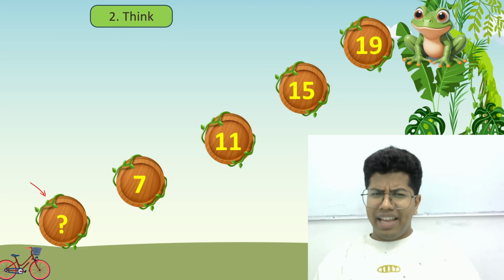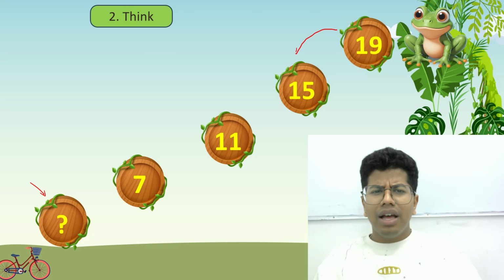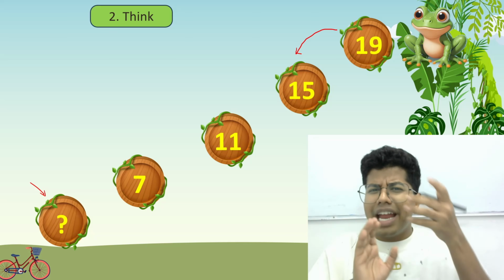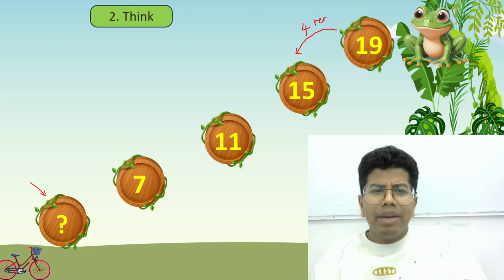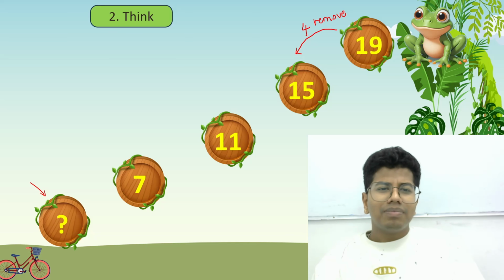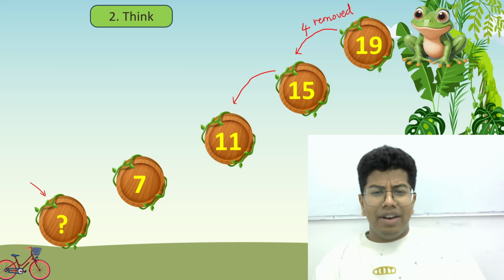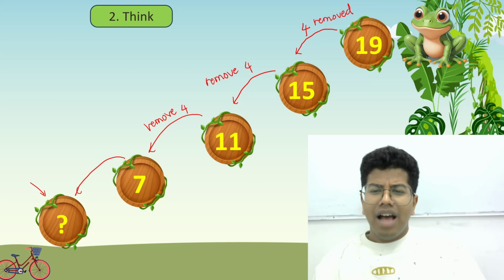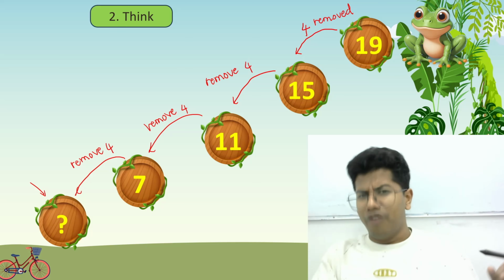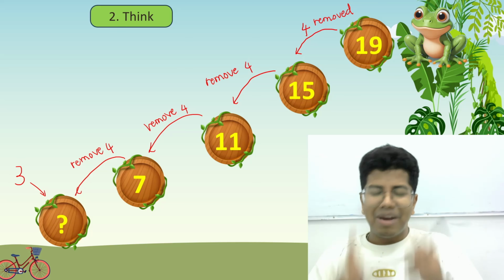Oh, there's one thing that we can understand from 9 to 15. How much do we have to remove to get 15? Just 4 we have to remove. Then from 15 to 11, how much? Again remove 4. From 11 to 7, how much do we have to subtract? Remove 4. And at last from 7, how much to remove? It's the same, we removed 4. And in 7, if I remove 4, how much will I get? It's nothing but just 3.